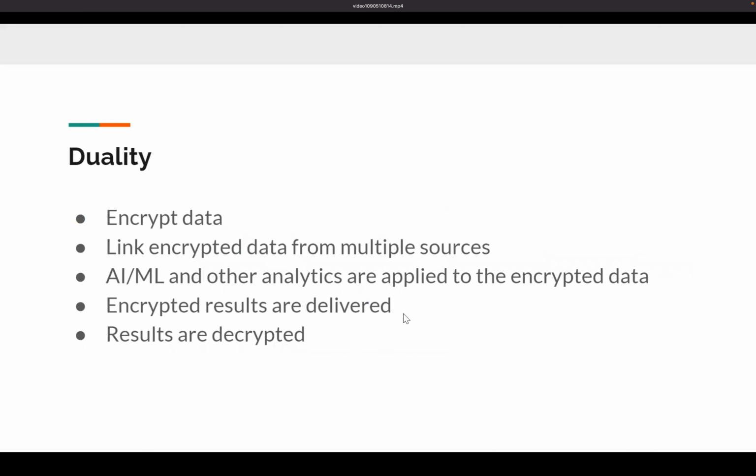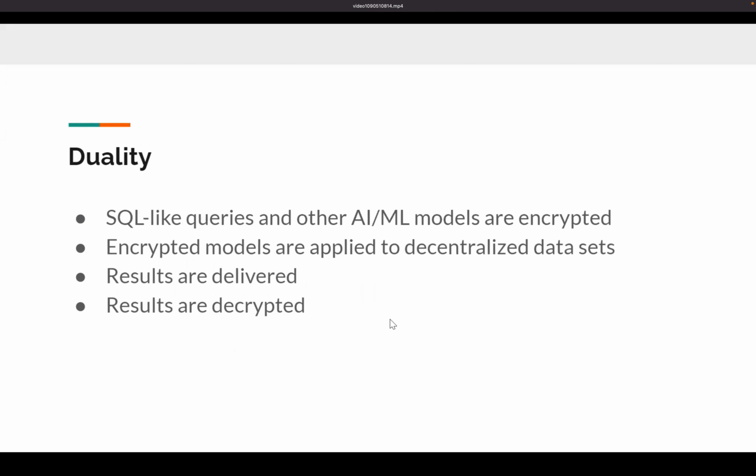So there are two schemes of Duality. One is to encrypt the data from multiple sources, and then use the AI models or queries to apply to the encrypted data. The other scheme is similar to Inpher, where they encrypt the queries or the AI models and then send the models to the multiple data sources.